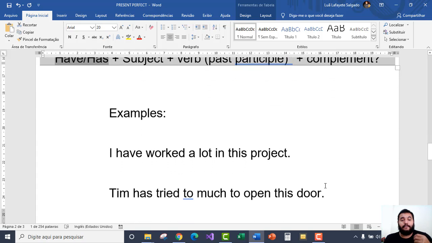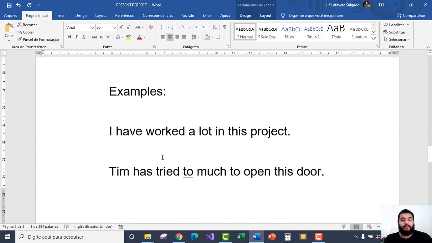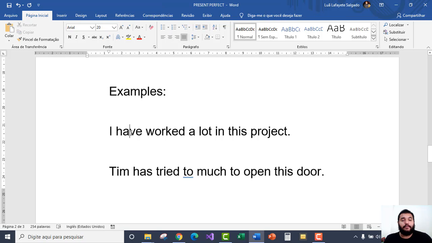Now you can see some examples. First, we are going to see affirmative sentences. For example, I have worked a lot in this project. I use have because my subject is I. Worked is a regular verb, so I just put ed on the end. Nice. So, I have worked a lot in this project.